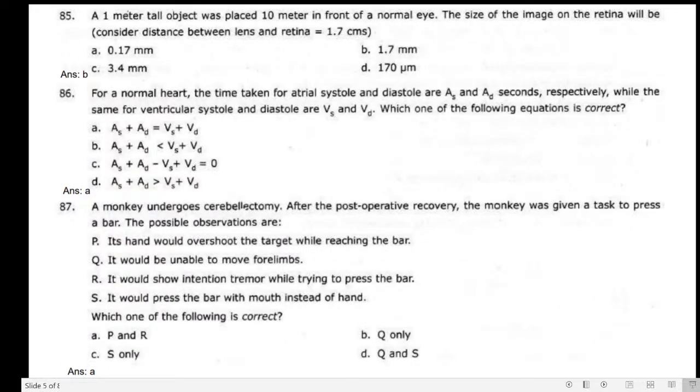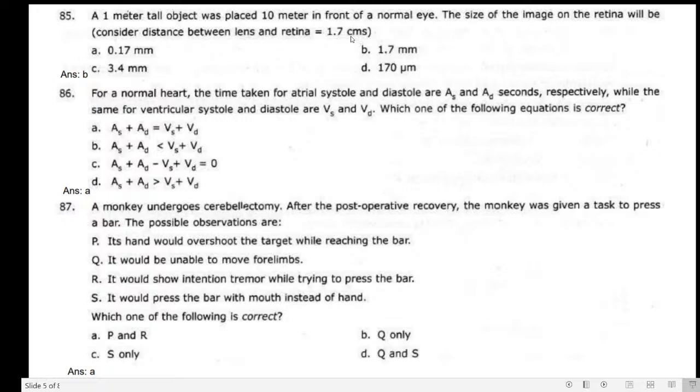Next one: a 1 meter tall object is placed 10 meters in front of a normal eye. That is the statement. The information given is that the size of the image on the retina is to be considered. They are asking the size of the image on the retina. Here they give one statement: consider the distance between the lens and retina is 1.7 centimeter.